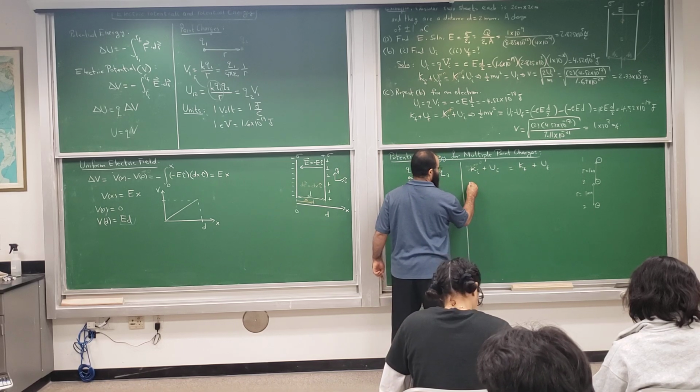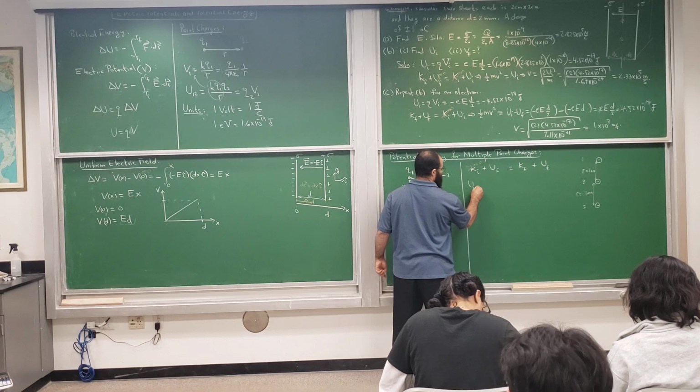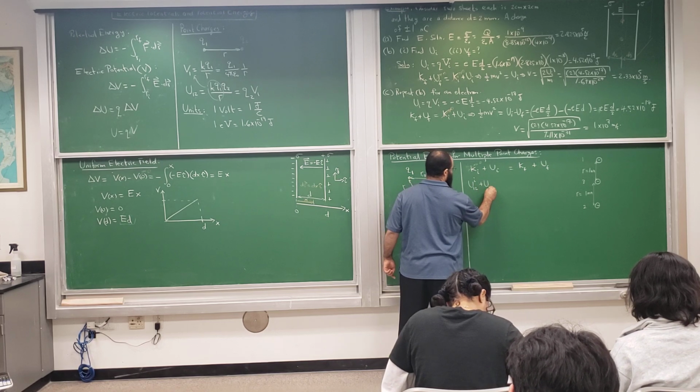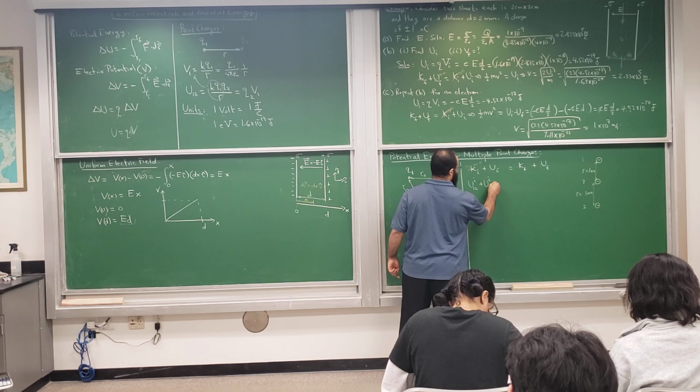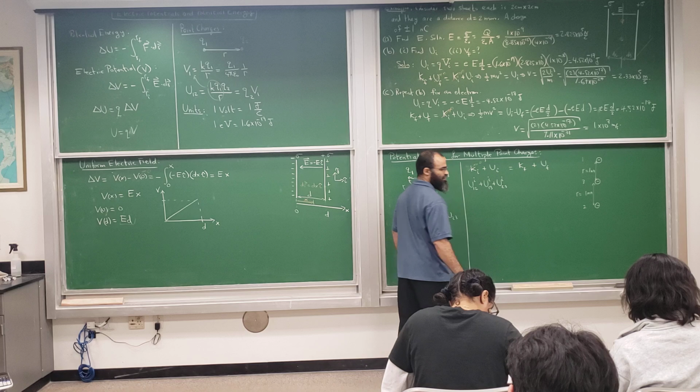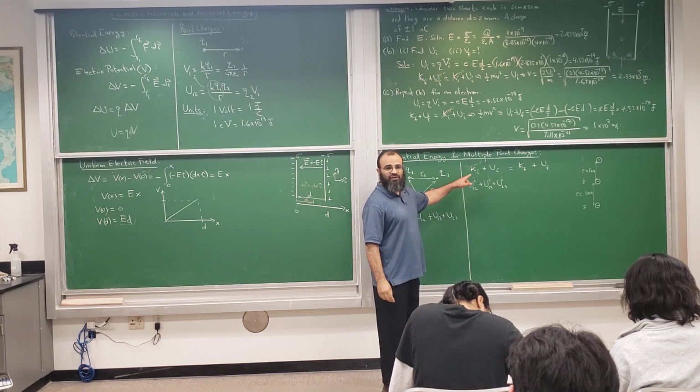The potential energy at the beginning is going to be this: the potential energy between 1 and 2 at the beginning, plus the potential energy between 1 and 3 at the beginning, plus the potential energy between 2 and 3 at the beginning. The kinetic energy at the beginning is 0.